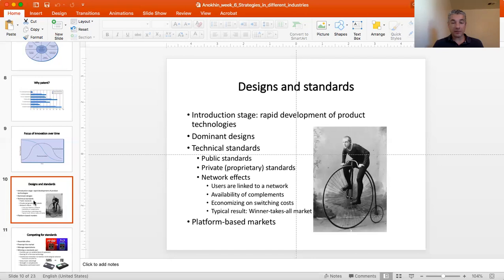Availability of complements helps a great deal and is a part of those network effects. So for our smartphones, apps will be complementary products. The more complementary products there are, the more people are interested in owning the product, the more value you can get from this innovation, from this product, if you control the standards.